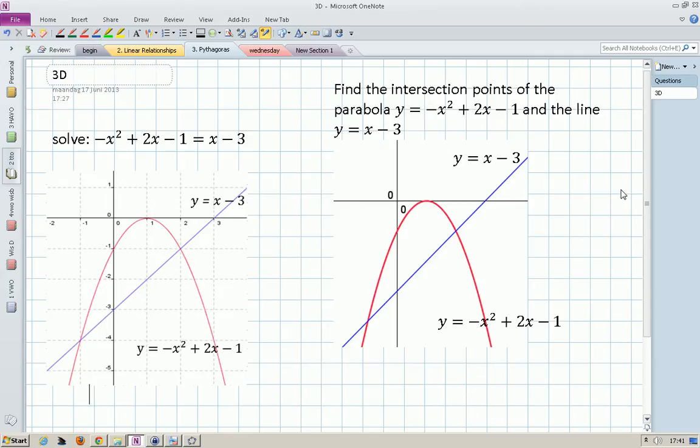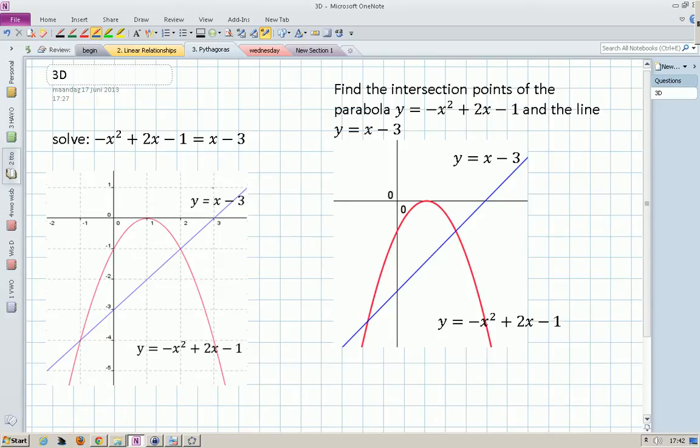Alright, in this video I'm going to be reviewing solving quadratic equations graphically, which I have here on the left, and I'm going to continue with a related exercise or problem that you can look at, shown here on the right. First, on the left, I've got: solve minus x squared plus 2x minus 1 is equal to x minus 3. Below it, the graph of both of those things.